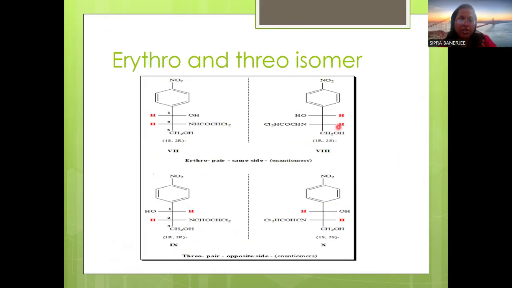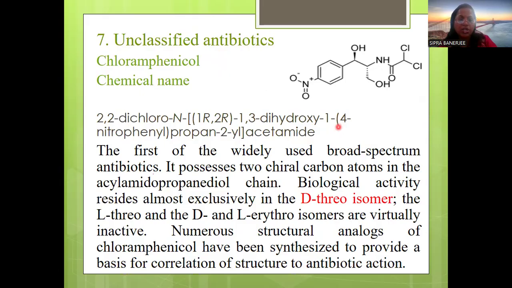Next, we are going to chloramphenicol. That is one of the important drugs, though macrolide chloramphenicol does not contain a macrolide ring. It contains an important phenyl group. So if we go for the nomenclature: 2,2-dichloro-N-[(1R,2R)-1,3-dihydroxy-1-(4-nitrophenyl)propan-2-yl]acetamide.